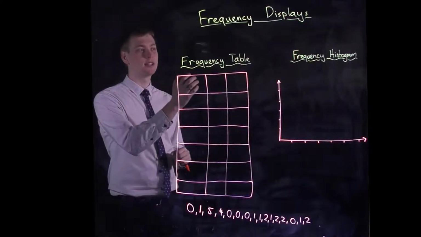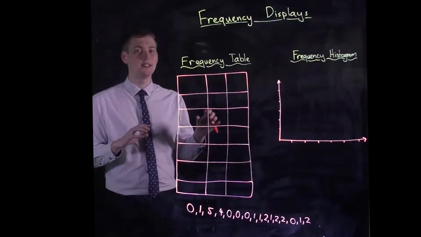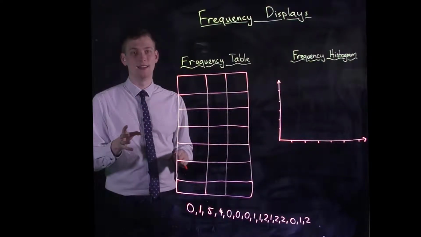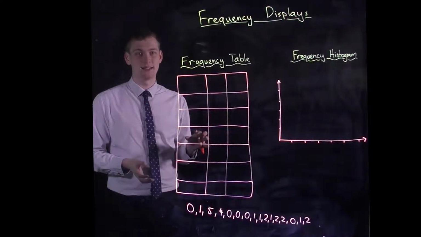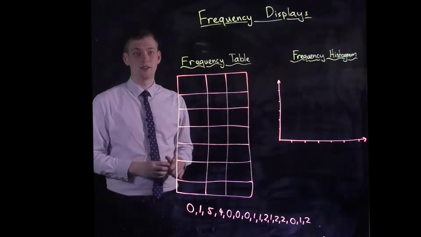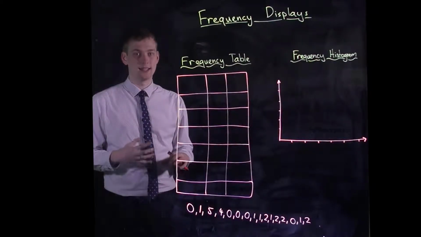Now, frequency tables and frequency histograms, and we'll also learn about frequency polygons, are just different ways of representing our data. And we want to use these so that we can find different shapes and things that are happening in our data. First, we're going to do our frequency table. And this one is the easiest of all of the things we're going to look at in this lesson.